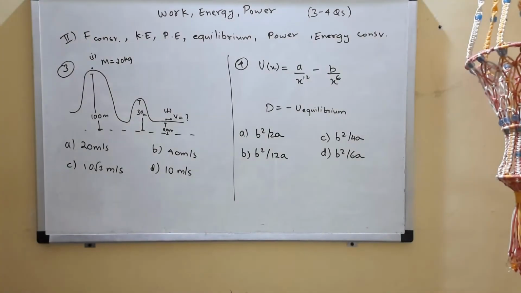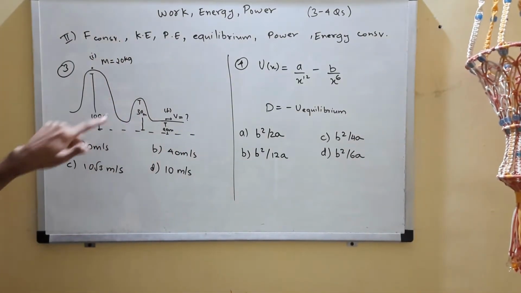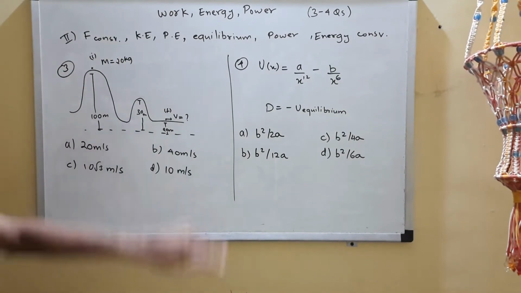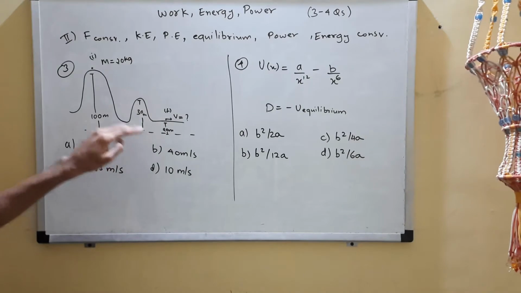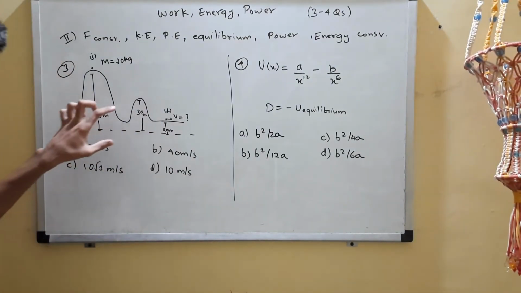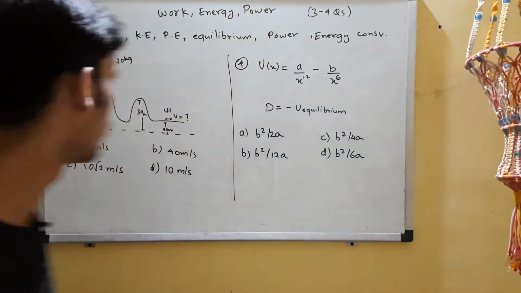So question number 3 and 4 over here. In question number 3, you can see a ball of mass 20 kg on a hill which is at a height of 100 meters from this reference line, and then we have another hill which is at a height of 30 meters. This ball is basically beginning with an initial velocity of 0.